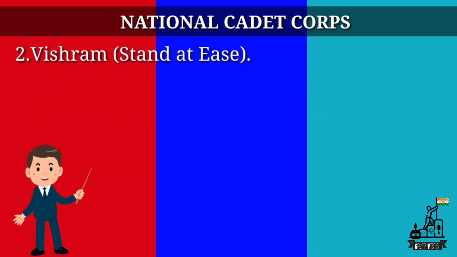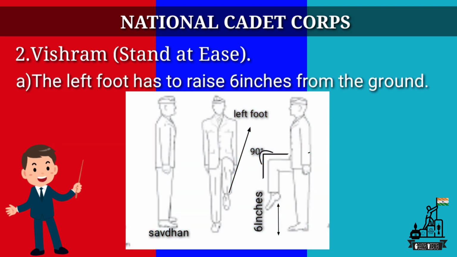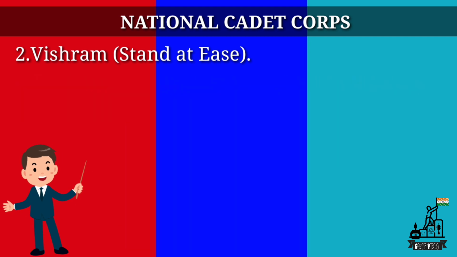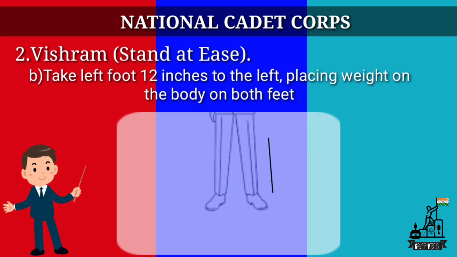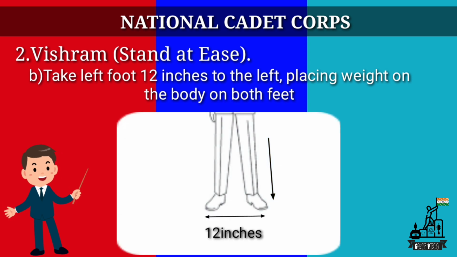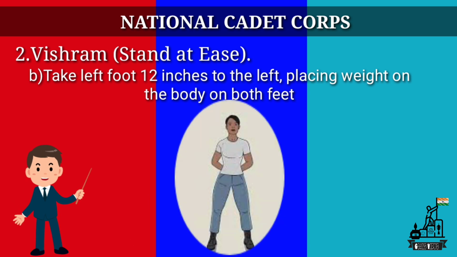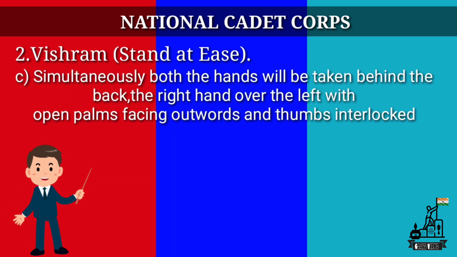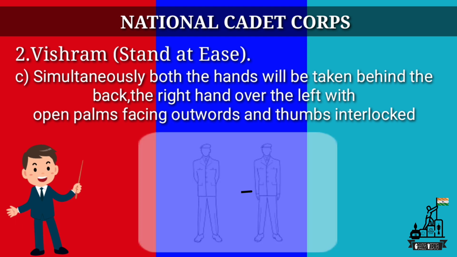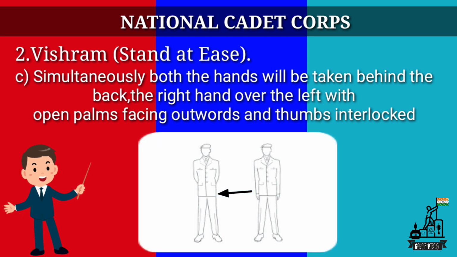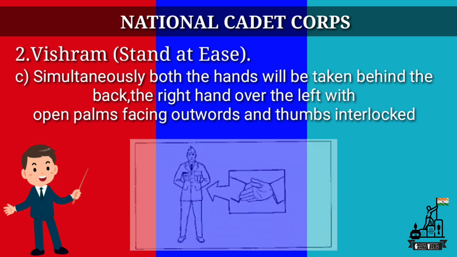Next we have Vishram, that is stand at ease. The left foot has to rise 6 inches from the ground. Take the left foot 12 inches to the left, placing the weight of the body on both feet. Simultaneously, both hands will be taken behind the back, the right hand over the left with the open palm facing outwards and thumbs interlocked.